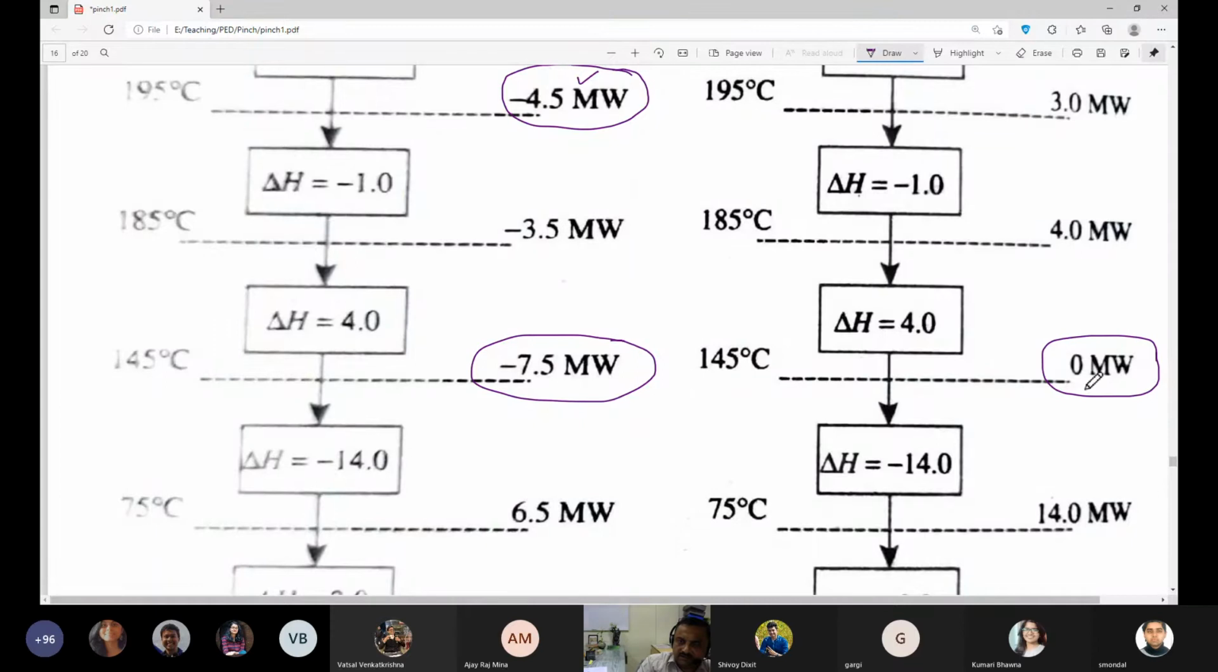And the place where this 0 MW comes up means there is no heat exchange at that place. So that 145 degrees centigrade will be considered the pinch point. So instead of drawing this composite curve, in one case it is 140, another case it is 150, so 150 would be the hot side pinch point, and the cold side pinch point would be 140.